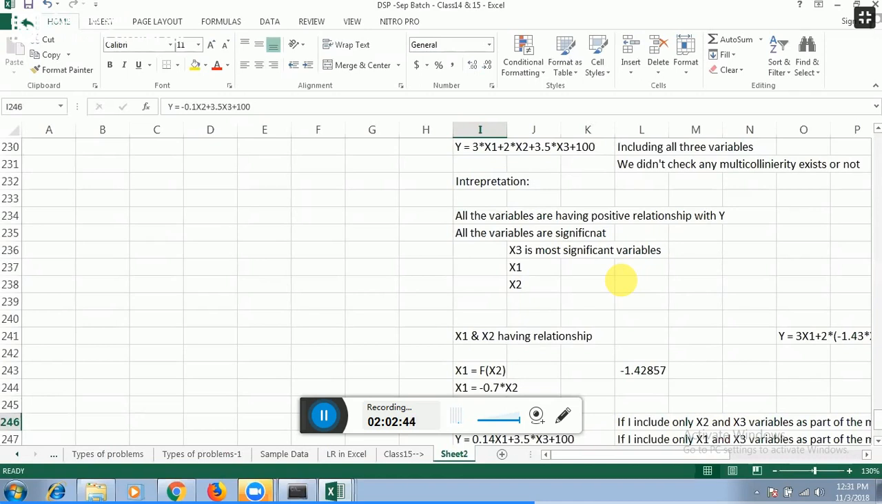Then how does multicollinearity affect it? That's what I'm saying: the predicted values are the same, but the problem is that you included some multicollinearity variable, and the interpretation is completely changing. Here you are saying that if X2 is increasing, your Y is increasing. That is the interpretation. But what is the interpretation over here? X2 is increasing, your Y is decreasing. That means you got a completely different interpretation.